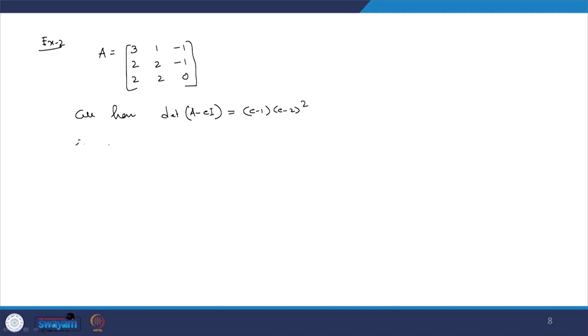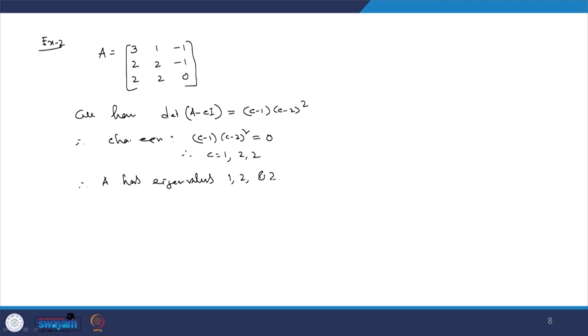So, the characteristic equation is (c minus 1) into (c minus 2) whole square equal to 0. So, c equal to 1, 2, 2 are the eigenvalues of the matrix A. So, A has eigenvalues 1, 2 and 2.